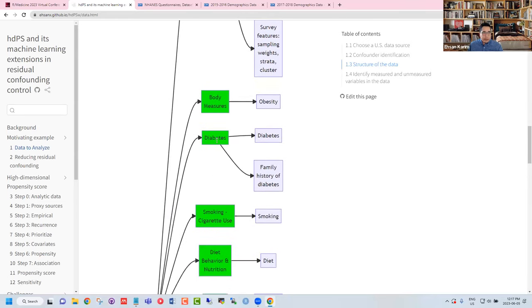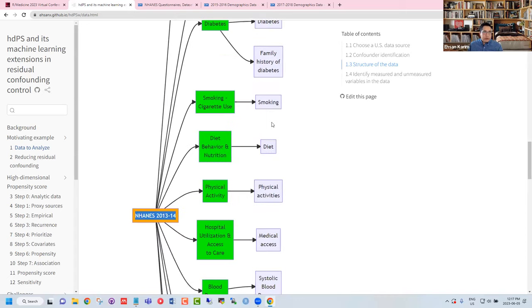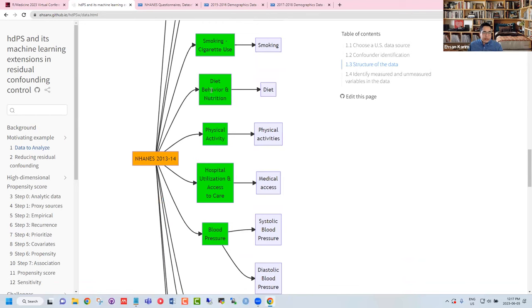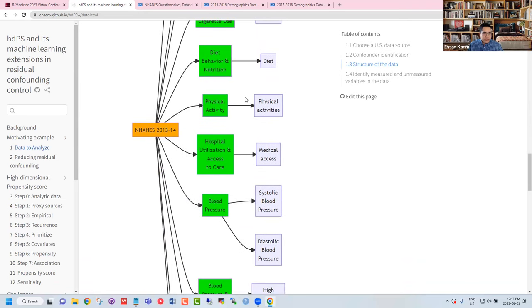There is another component about diabetes. From that component, you get the information about whether the patient is diabetic or not, as well as the family history of diabetes. And then for other covariates such as smoking, you need to go to another component, smoking and cigarette use. Similarly, you have to get the diet information from the diet and nutrition component, and physical activities from the physical activity component. Because the data source is so large, they have split the data into many different pieces or components.